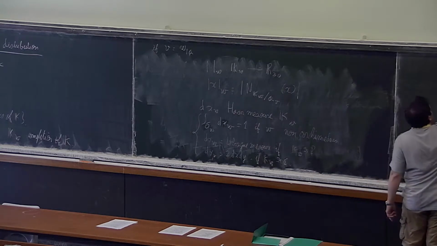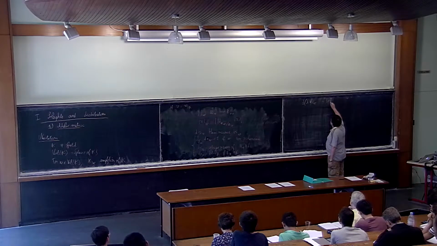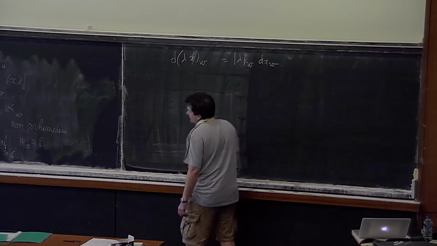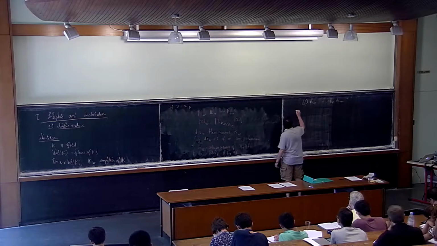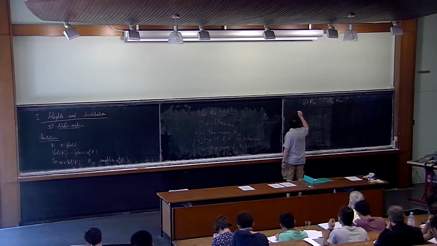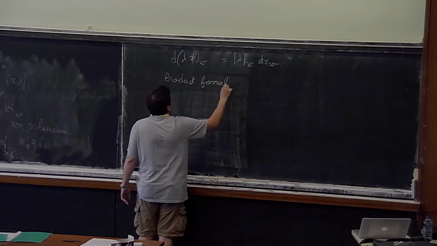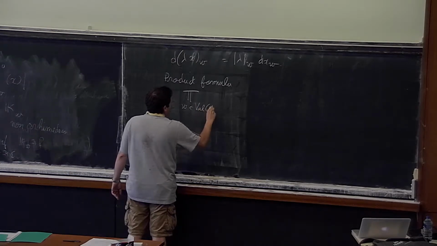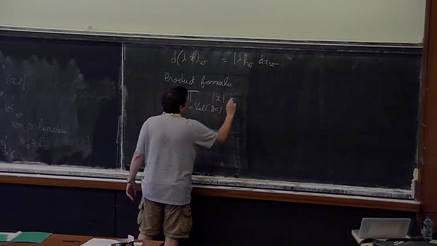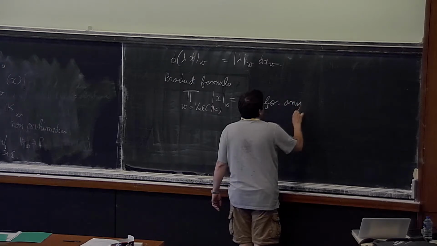we get the basic change of variables formula, which says that this is a multiplier for the Haar measure. All right. And also, with this convention, the product formula may be written as follows: the product over all places W of |x|_W is equal to 1 for any non-zero x in K.